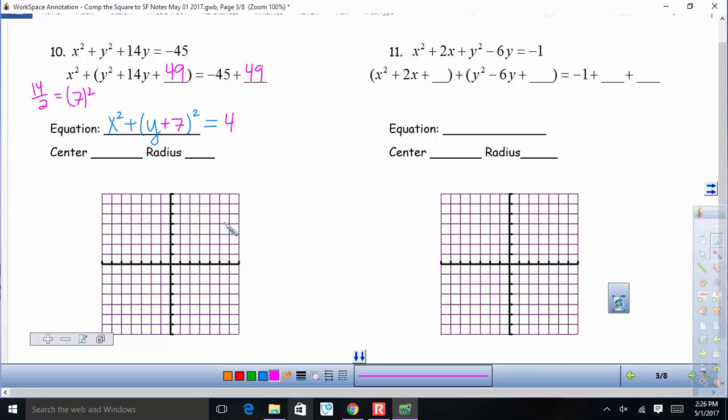4. Okay, and so what does that make my center? Okay, it would make it 0 because there's no number with x, comma, negative 7, and my radius would be 2. So to plot that, I wouldn't go right or left at all, but I would go down 7, and then from there I would go out 2 in every direction.